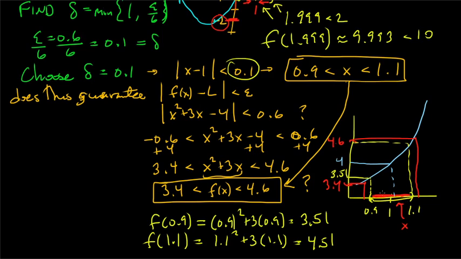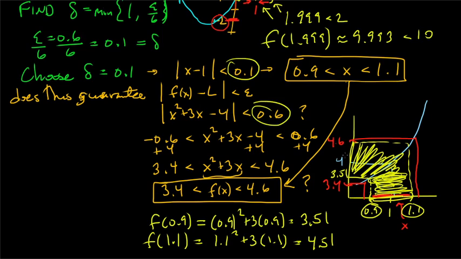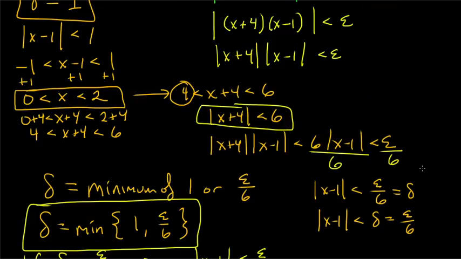Okay. So no matter what x I pick between 0.9 and 1.1, anywhere in this band here, that's going to guarantee that my f of x is not going to be further away from 4 than 0.6. In fact, it'll even be less than that, but that's okay, as long as it's not bigger than 0.6. All right, so that should do it.